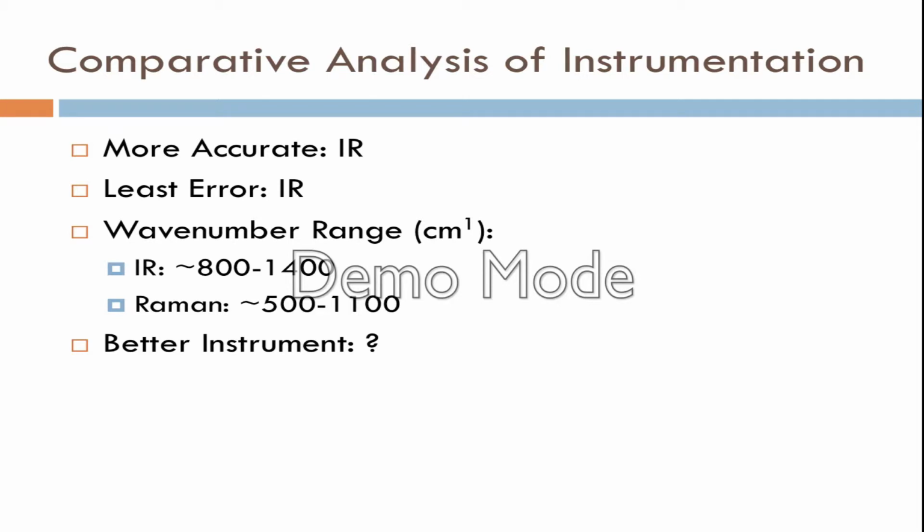So here's a comparative analysis of the instrumentation. IR was much more accurate and much more precise. We used, for IR, wave numbers ranging from 800 to 1400, and for Raman we had 500 to 1100. So we had the same number of wave numbers within each method, but it just happened that they were shifted by a little bit.